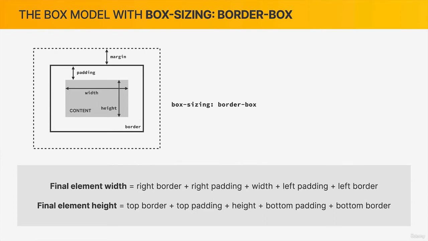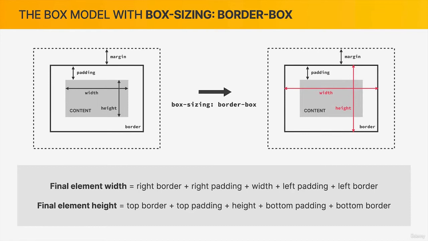So as we can see in this new diagram where box sizing has been set to border box, now the specified width and height goes all the way from one side of the border to the opposite side of the border, including of course the content area and the padding. And so now the final width and height calculations are very simple. There's actually nothing left to calculate. So the final width of any element will simply be exactly the width that we define in our code, no matter the padding and borders. And the same, of course, goes for the height.